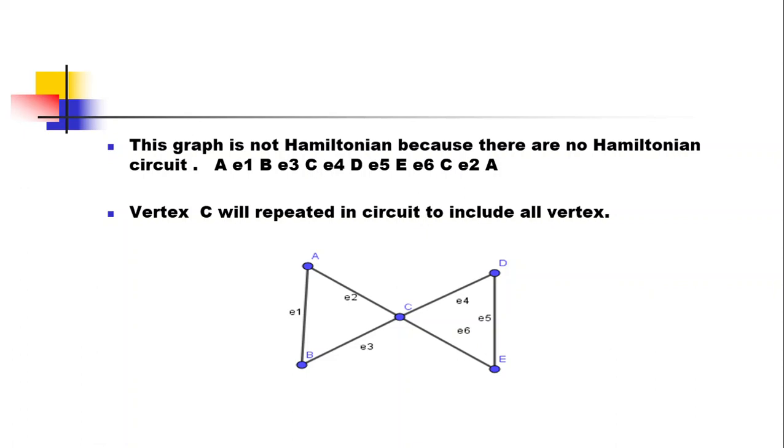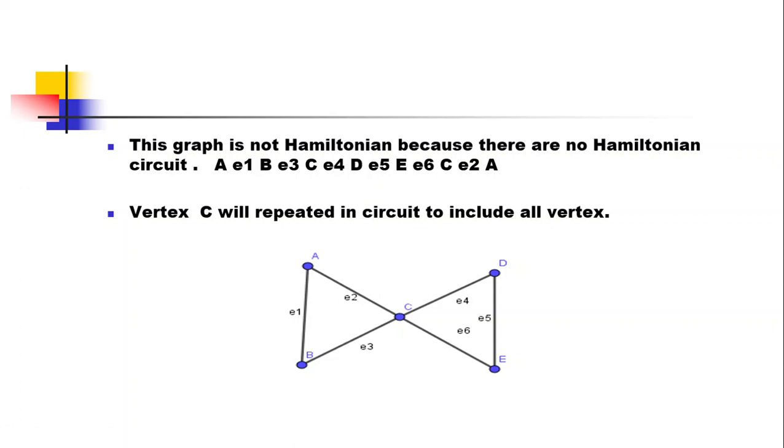And now let us discuss the second one, which is not a Hamiltonian graph. Why is it not Hamiltonian? Let us check that. This graph is not Hamiltonian because there is no Hamiltonian circuit, and if we create one circuit, we cannot say it is Hamiltonian. Let us check that. Here you have to start A, E1, B, then E3, C, E4, D, then E5, E, E6, C, and then E2, A. Here it is not called a circuit because one vertex is repeated, that is C. C is repeated here, so therefore it is not a Hamiltonian circuit.